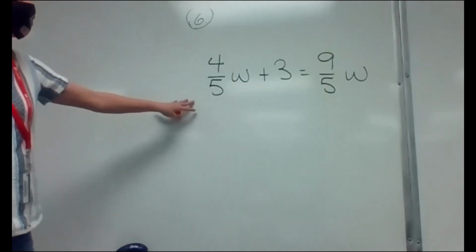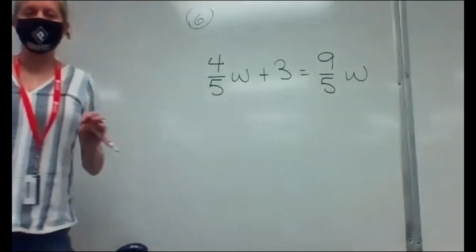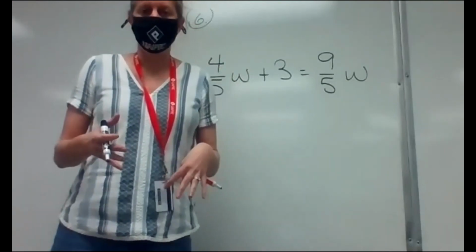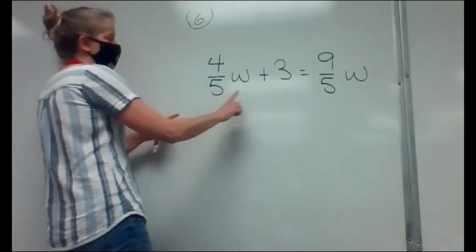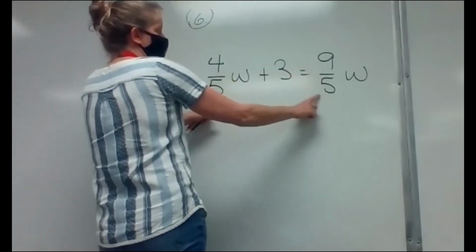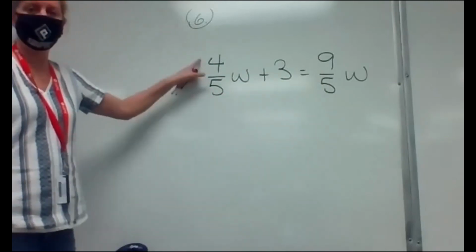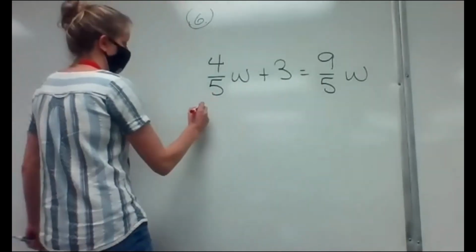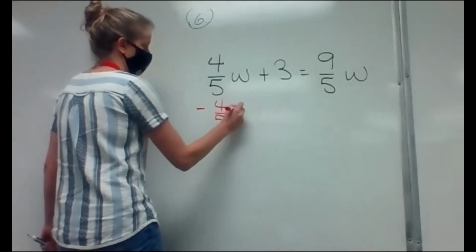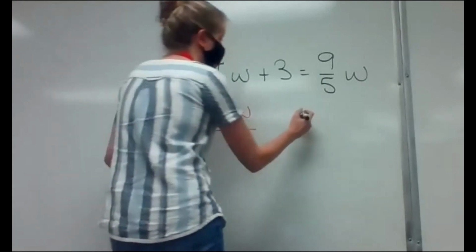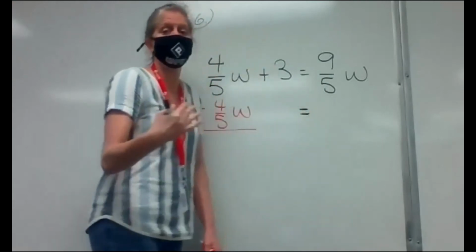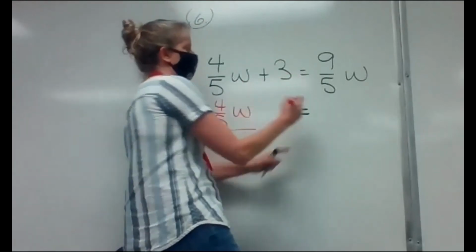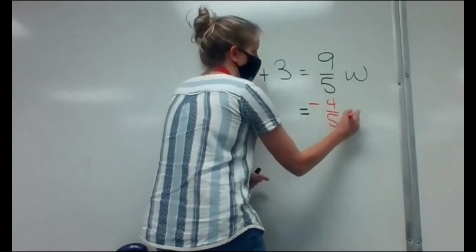So let's see here. I've got W's on both sides, right? The W's all want to be together, and then they want to be alone. But first they want to be together with each other. So the smallest one, if I have 4/5 and 9/5, my smallest one would be the 4/5, right? So that's the one that I'm going to subtract away. I do it here. Here's my equal symbol. Again, now is really where you want to focus on keeping everything organized. Drop down my equal. I subtracted 4/5 W there, so I'm going to do the same thing over here.